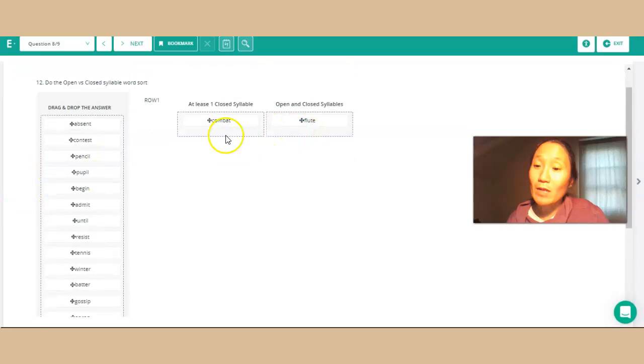Sort all of these words into one category or the other. They will go in either category: at least one closed syllable. It can have two, just like combat had two, but it has to have at least one closed syllable. This can have open and closed syllables, okay? So you can have both an open and a closed. If it has only an open, put it there. If it has an open and a closed syllable, put it right here. Questions, concerns, let me know.